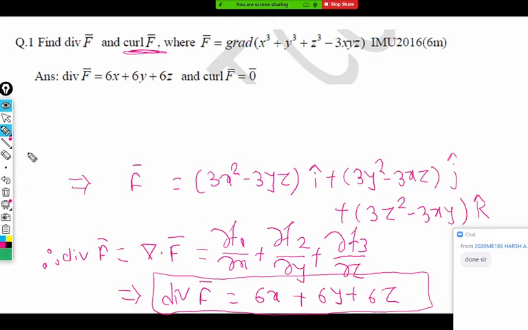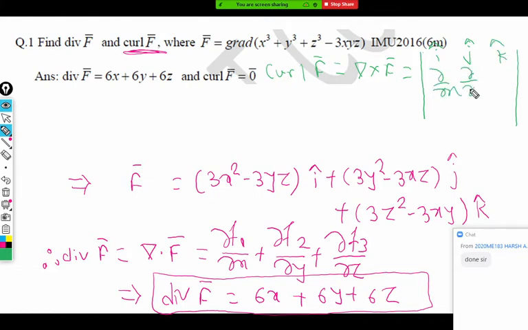Now the second part. I'll write it here: curl f bar. Curl of f bar is del cross f bar, and that's a determinant. First row is i, j, k, second row is dou by dou x, dou by dou y, dou by dou z, and third row is f1, f2, f3. These are the components of vector f bar.